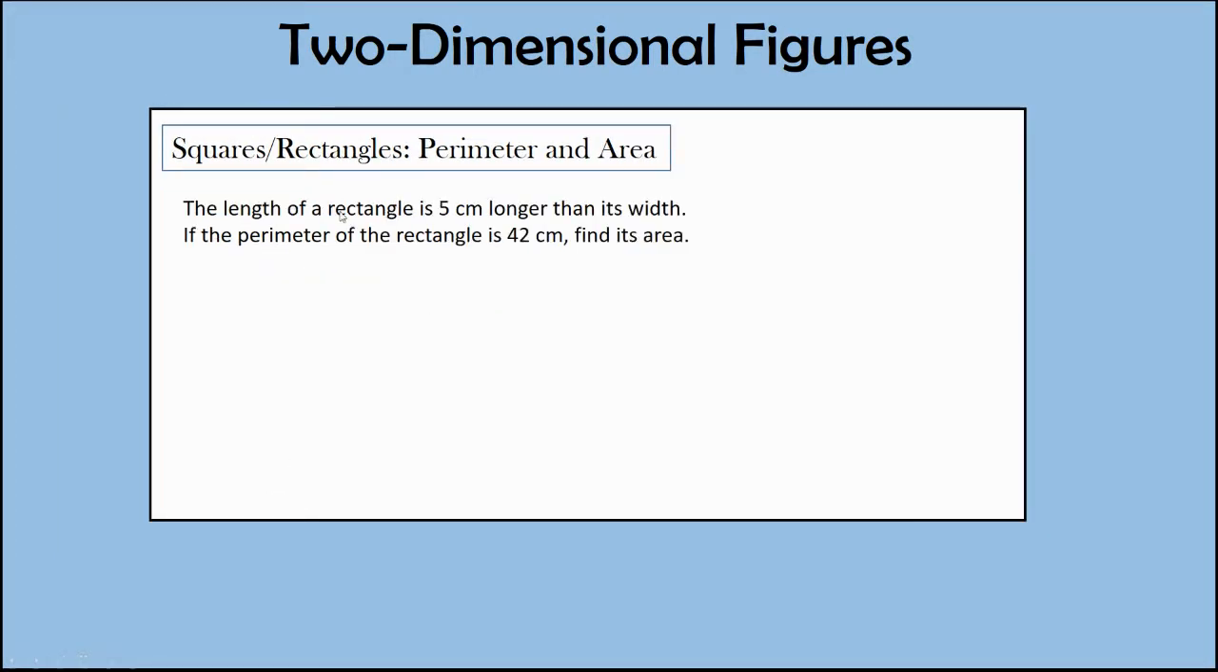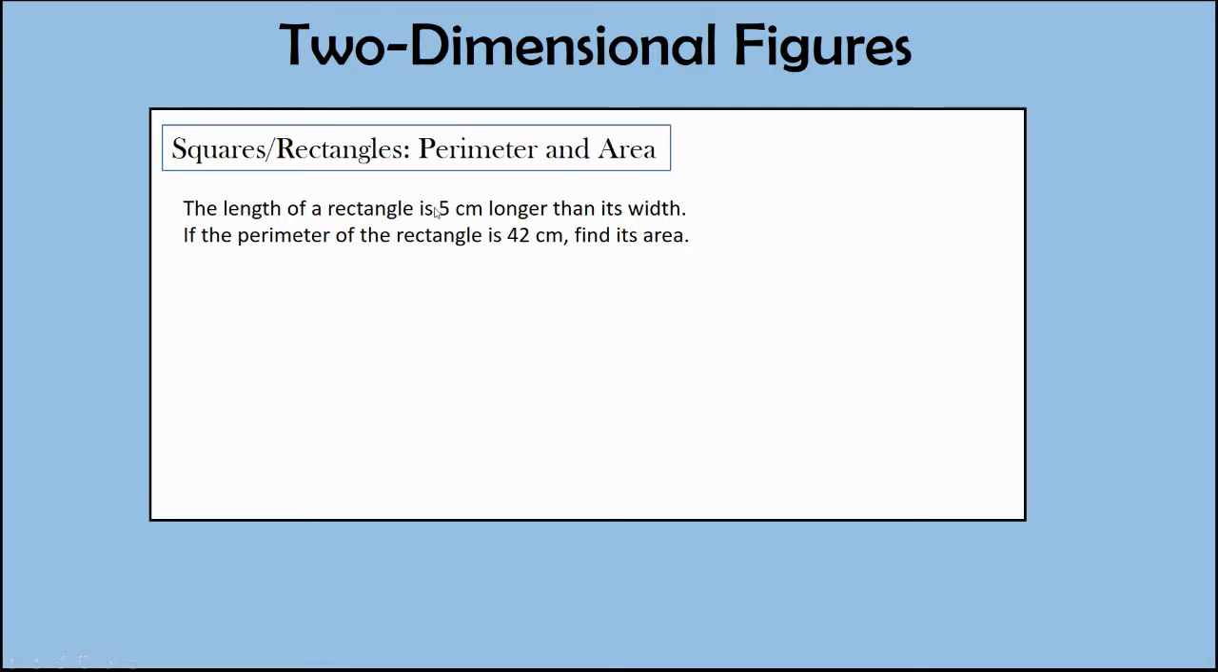A little bit more detail here. This is more algebra based. You have to write our own formula, so to speak, and then answer the question. It says the length of a rectangle is 5 centimeters longer than its width. If the perimeter of that rectangle is 42, find its area.